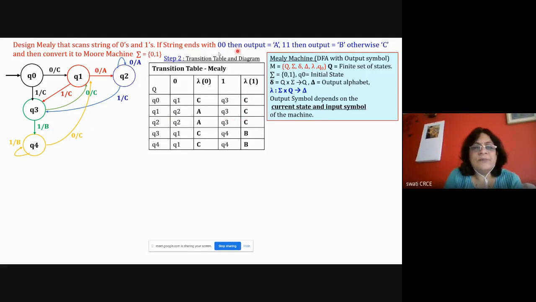So like this, you draw the table. Okay, now I think you will be able to draw the table now. We'll take one more example. Q4 with 1. Q4 with 1 is going to Q4. See the transition in the diagram. Q4 with 1 is Q4 and the output is B. So write down that. Like this, you complete the table.